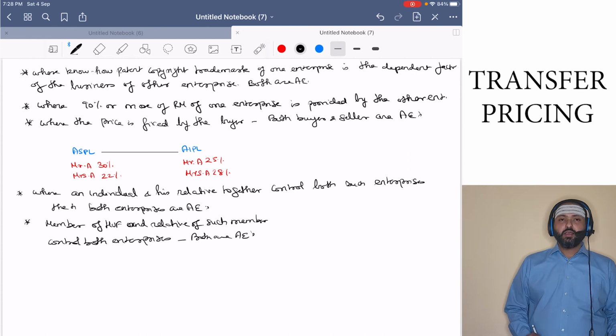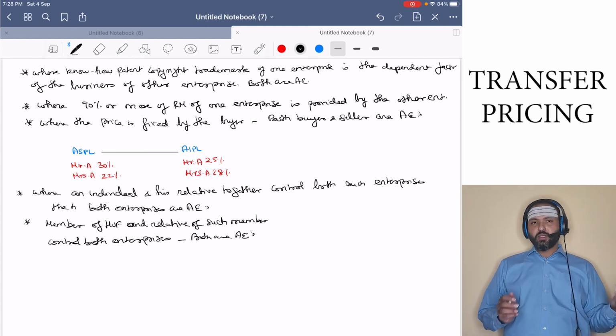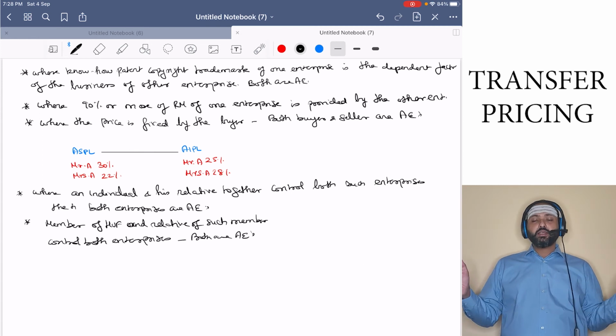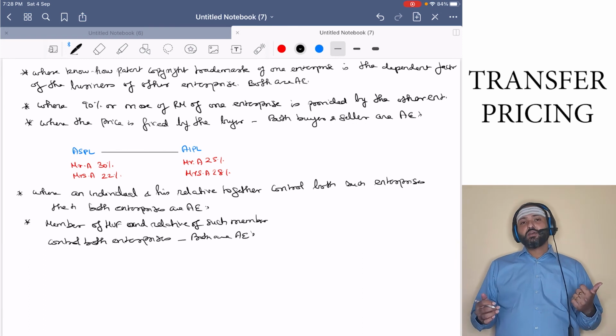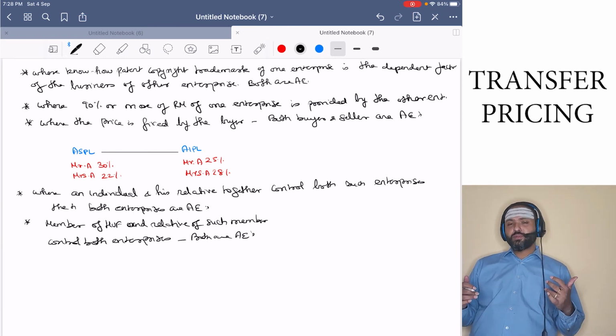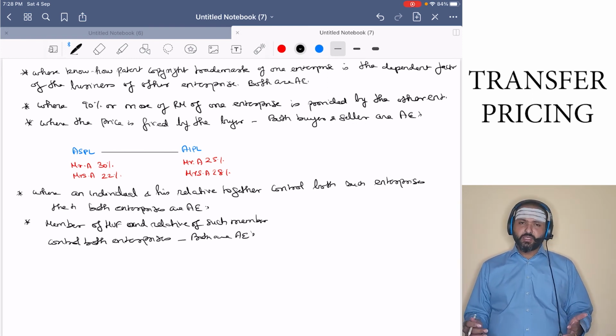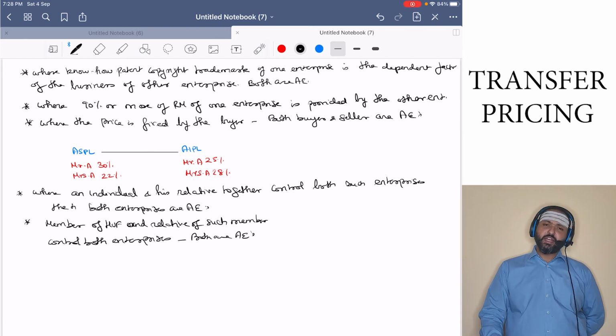So what did they say? Where an individual and his relative together hold more than 50% in two enterprises separately, then both these enterprises will constitute associated enterprises. Likewise, where a member of HUF or his relative holds more than 50% in both these enterprises, then both these enterprises shall constitute associated enterprises.